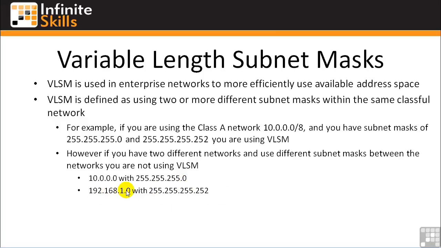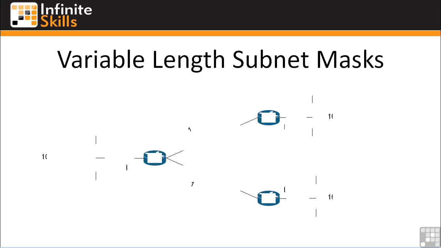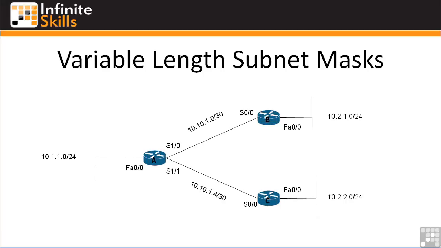Now again, to go back to our previous example, if you were using both of these subnet masks within this same 10.0 network, then you would be using VLSM. So what's an example of a network that uses variable length subnet masks? Well, like with everything else, I have a diagram.